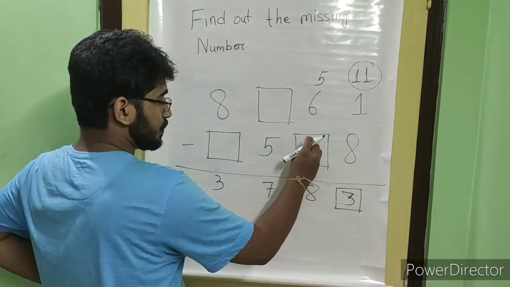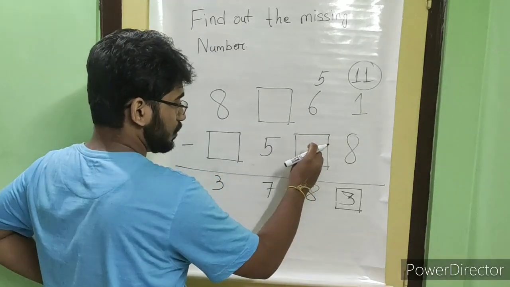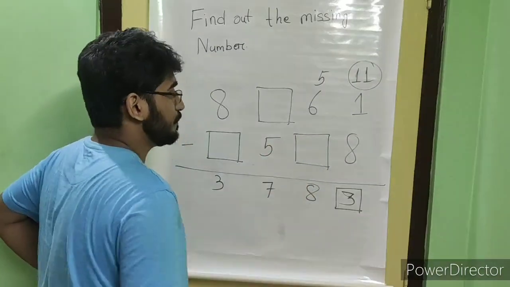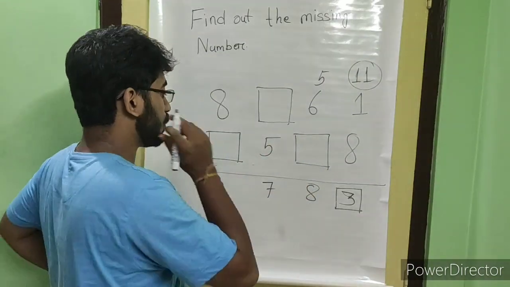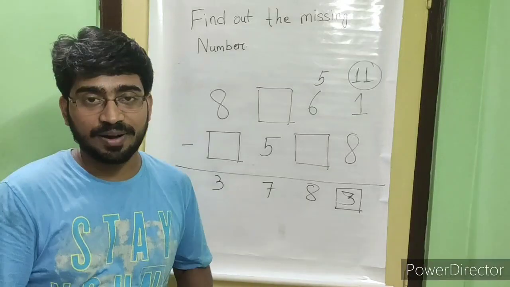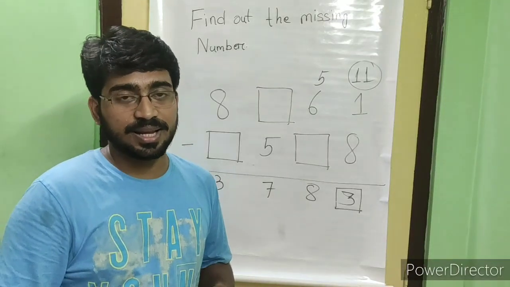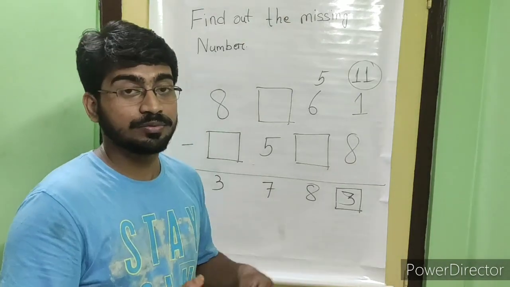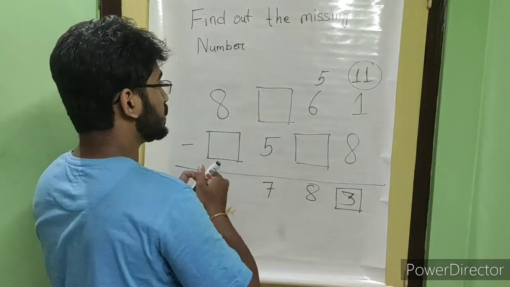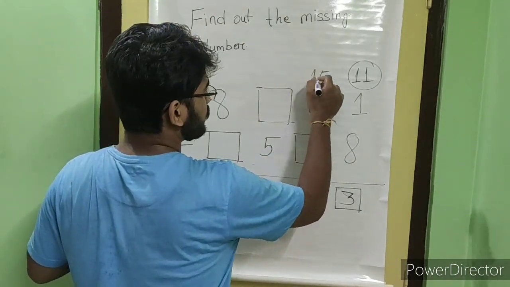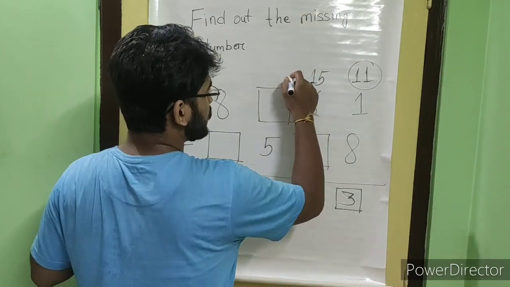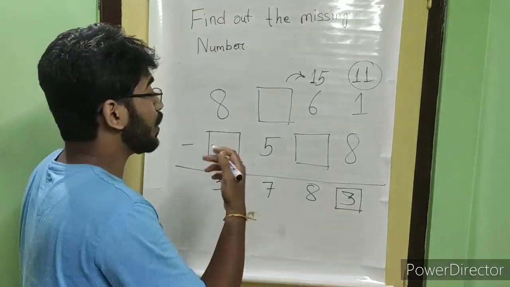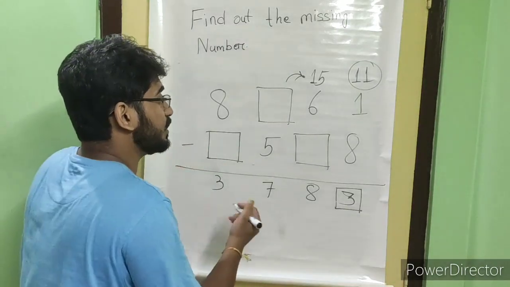Number 2. We need to subtract some particular number to make it 8. So what will we do? We cannot subtract any number from 5, as 5 is a smaller number than 8. So what will we do? We will consider this one as 15. That means 1 has been borrowed from this particular number. So what is the number? We will find it later.